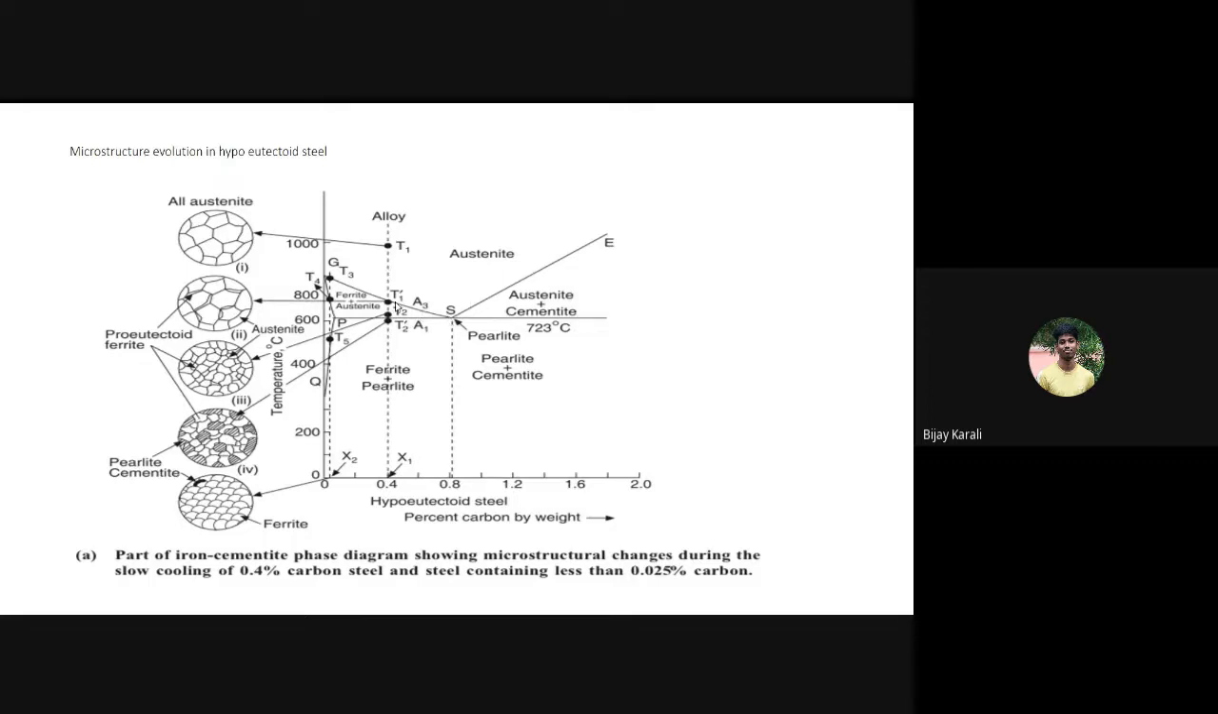This temperature, because you can see the phases. Above this temperature, everything is austenite. But if you heat just above this temperature, you will have ferrite plus austenite. You understood the point? Yes, sir.